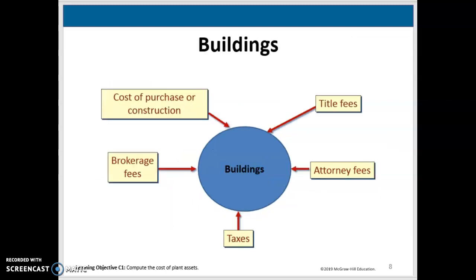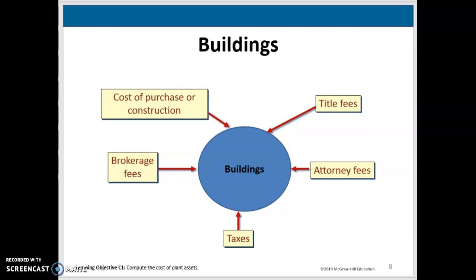The other thing is going to be buildings. So we might have a building that's already done, which we would just be paying for the whole thing. But we might have a building that we're actually going to put together and create from the ground up. Either way, that cost for the building is one part of the fee or the acquisition cost. But a lot of times when you're buying real estate, there's other fees that go along with it. So you're going to have title fees, attorney fees for settlement, brokerage fees because they're helping you process the mortgage or the loan on it. And then you're going to have the taxes that go along with that. So that's all included in the cost of buildings.